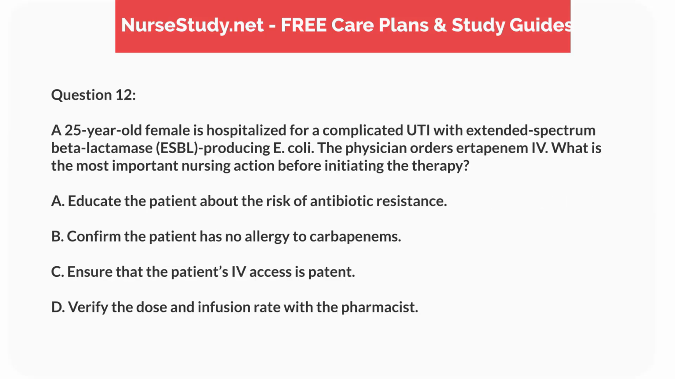Question 12. A 25-year-old female is hospitalized for a complicated UTI with extended spectrum beta-lactamase, ESBL, producing E. coli. The physician orders ertapenem IV. What is the most important nursing action before initiating the therapy? A. Educate the patient about the risk of antibiotic resistance. B. Confirm the patient has no allergy to carbapenems. C. Ensure that the patient's IV access is patent. D. Verify the dose and infusion rate with the pharmacist.